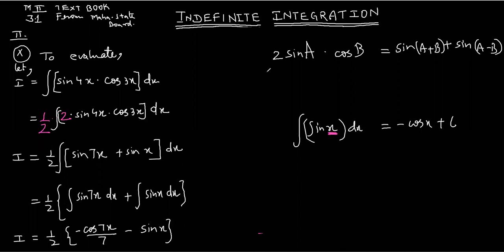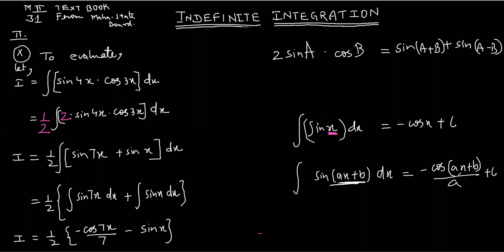So if I have sin of (ax plus b) dx, what would happen? You know it. Sin x gives minus cos x plus c. So sin (ax plus b) gives minus cos (ax plus b) upon a, plus c. You have to divide by the coefficient of x, which is a. So I divide by a.